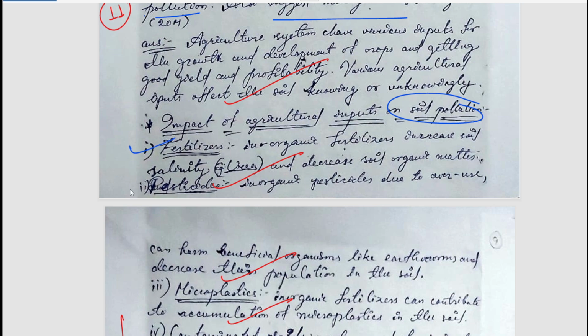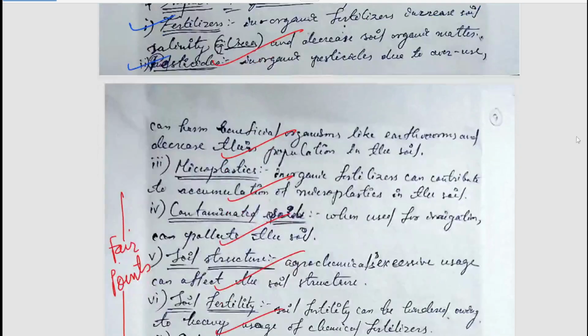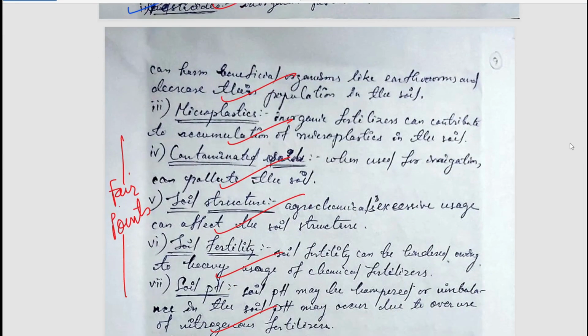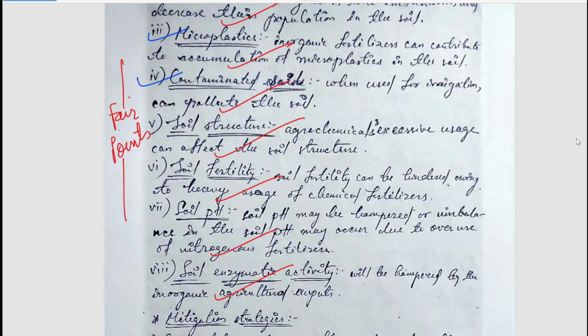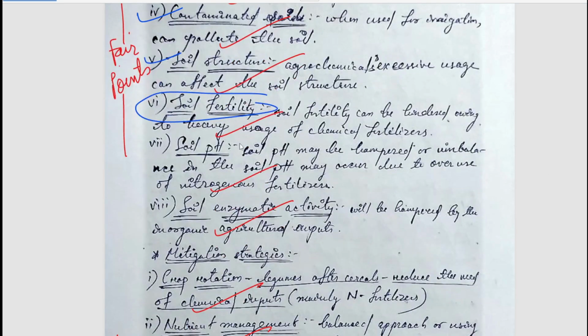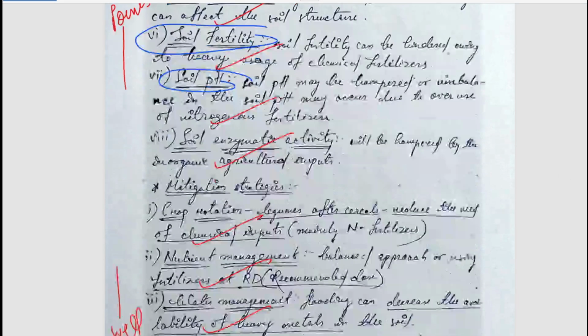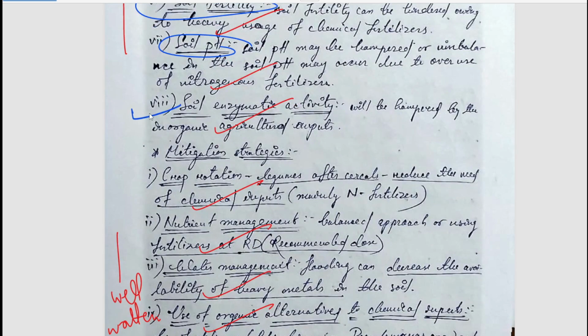First of all, high fertilizer use, high pesticide use. We all know it. These are synthetic chemicals which affect the soil. Microplastics, contaminated things can be used. Suppose if you are using contaminated irrigation water, that could add to pollution. Soil structure can be damaged. Soil fertility can be damaged. Soil pH can be damaged. Okay, so written points. Soil enzymatic activity can be damaged.